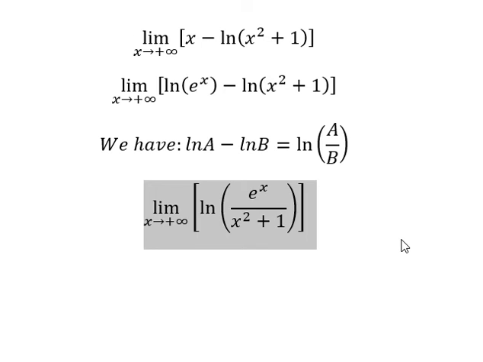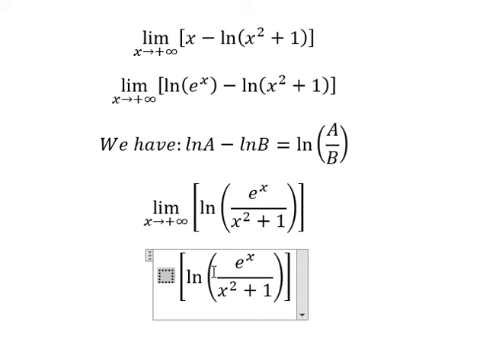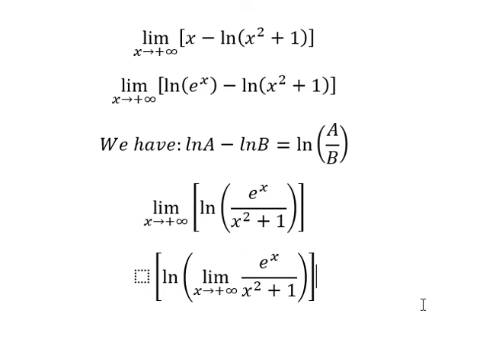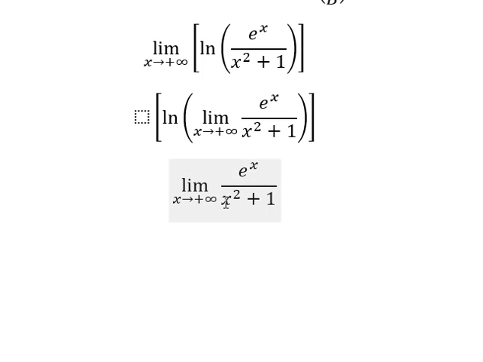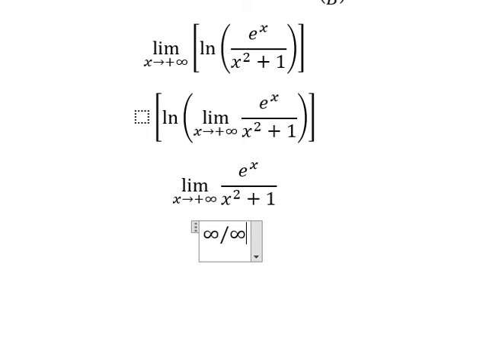Now we can put the limit in here, so we just focus on this one. So when s approaches positive infinity, this one will go to positive infinity, this one will go to positive infinity. So we have positive infinity over positive infinity.